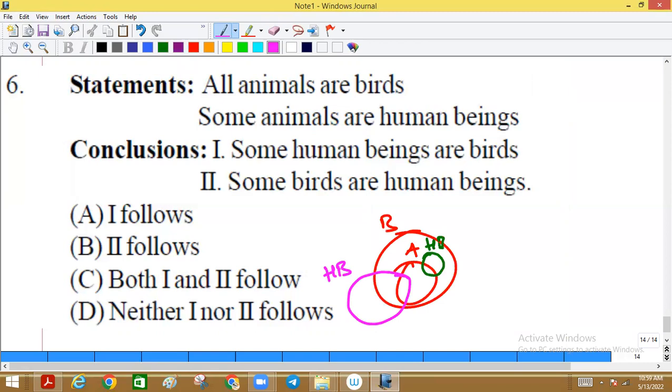All animals are birds, okay. So why am I writing this one? No, I see the relation is between animals and human beings. Here also, some animals are human beings. Here also, same thing. Some animals are human beings. The pink color also. Then you said that the pink one is correct. Why?